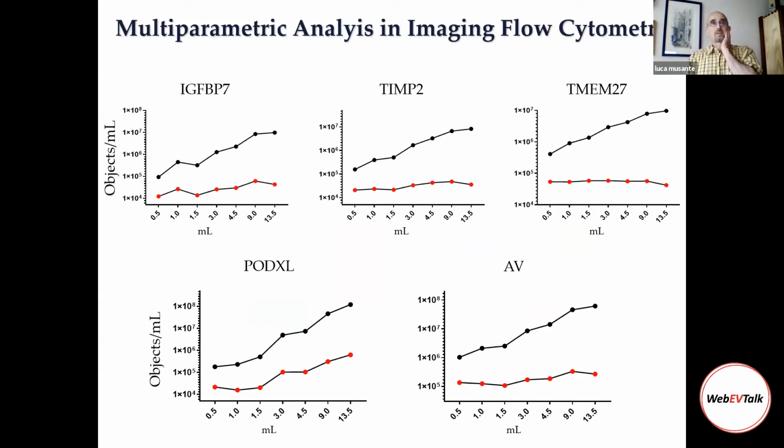Flow cytometry analysis: we used some markers using the same antibody clones that we use for the Western blot, and we carried out a multiparametric analysis using IGFBP7 and TIMP2. These are 2 peculiar markers, one of the few FDA-approved biomarkers to diagnose acute kidney injury. Then a tubular marker, collectrin, and a podocyte marker.